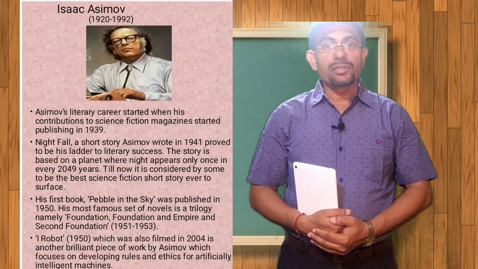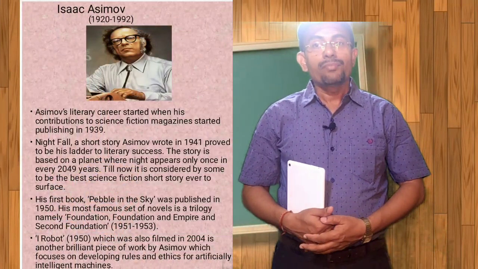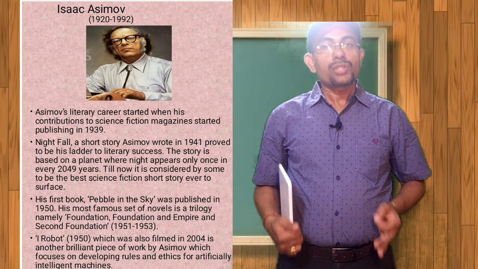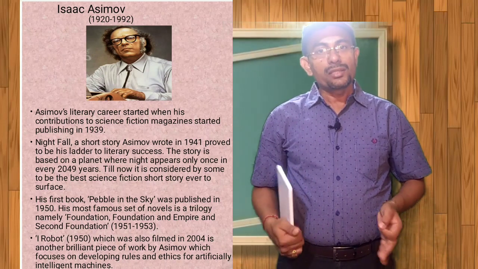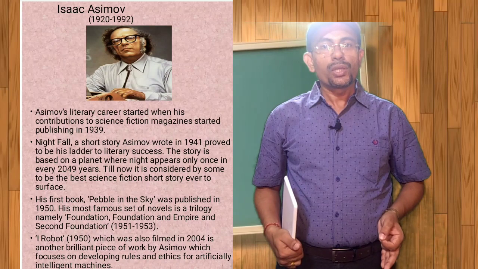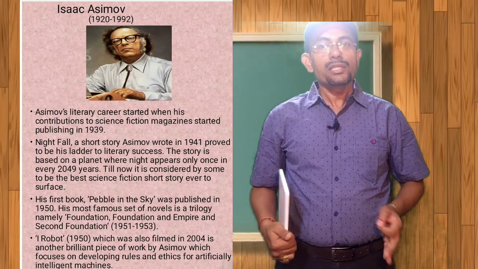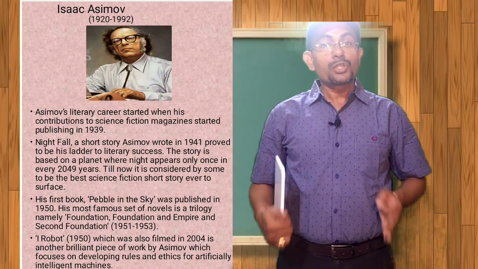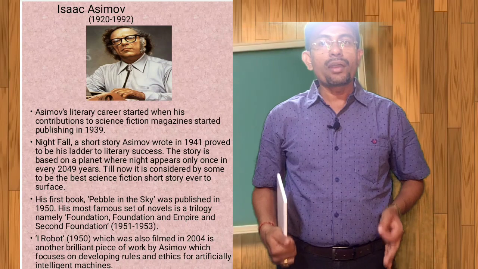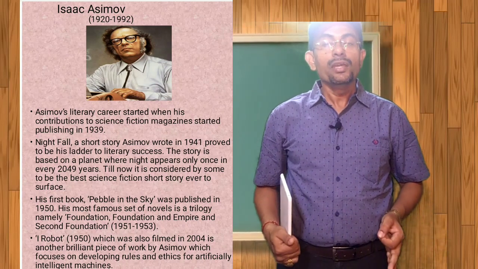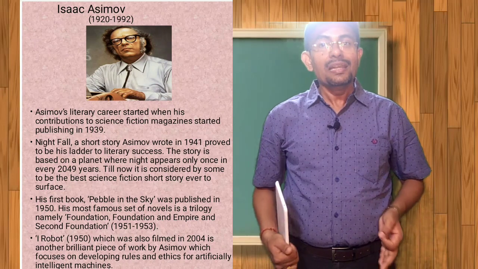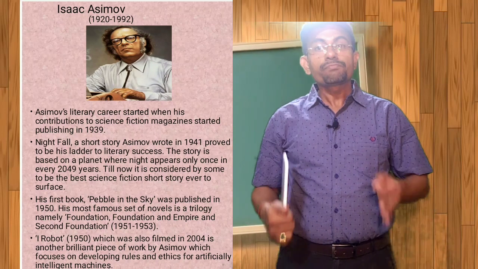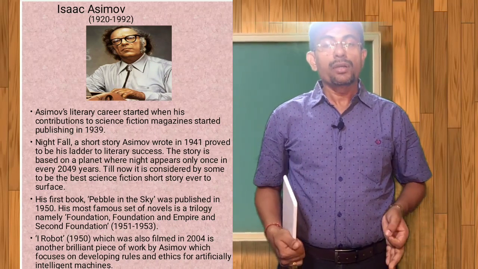Sir Isaac Asimov's literary career started when his contributions to science fiction magazines started publishing in 1939. Nightfall, a short story Asimov wrote in 1941, proved to be his ladder to literary success. The story is based on a planet where night appears only once in every 2049 years. Till now, it is considered by some to be the best science fiction short story ever to surface.